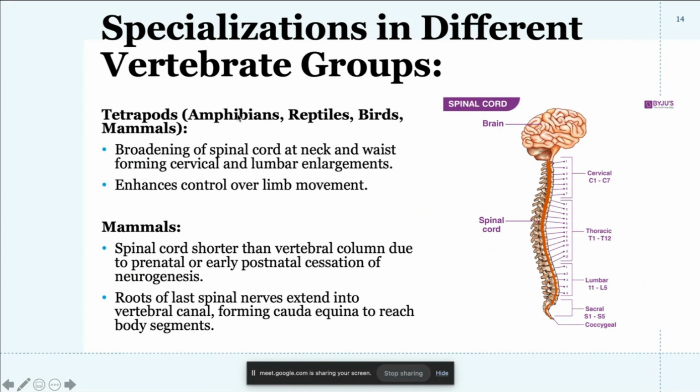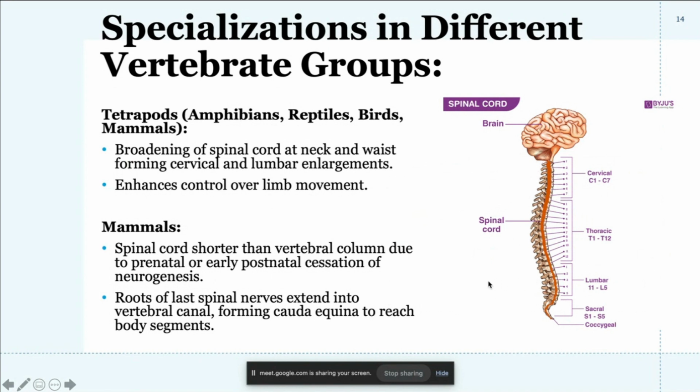The tetrapods, so the amphibians, the reptiles, the birds and the mammals, have a broadening of the spinal cord at the neck and at the lumbar area. The reason for this is to increase control over limb movement. Again, we have protrusions or larger areas of the spinal cord at the neck and at the lumbar area, so basically the cervical area and the lumbar area.